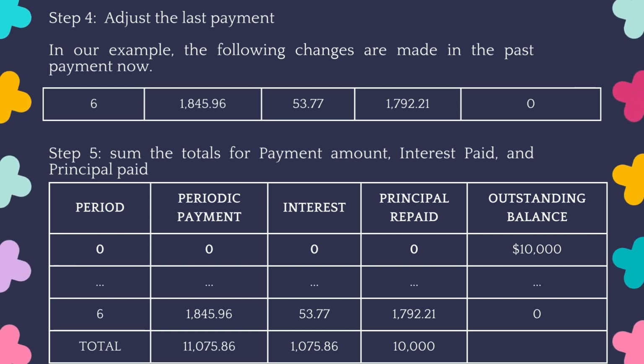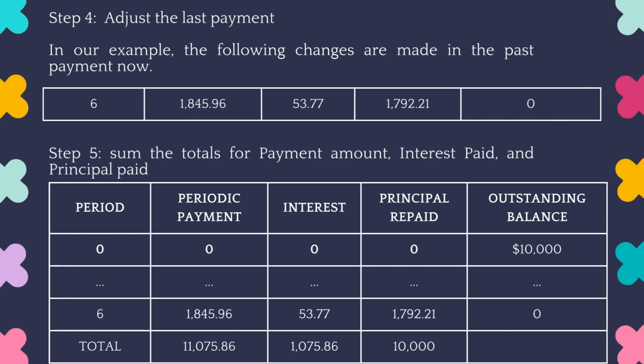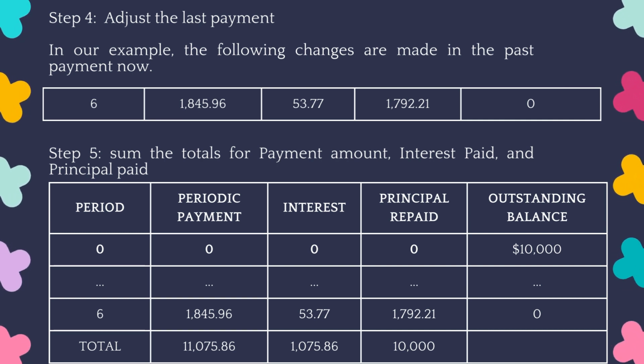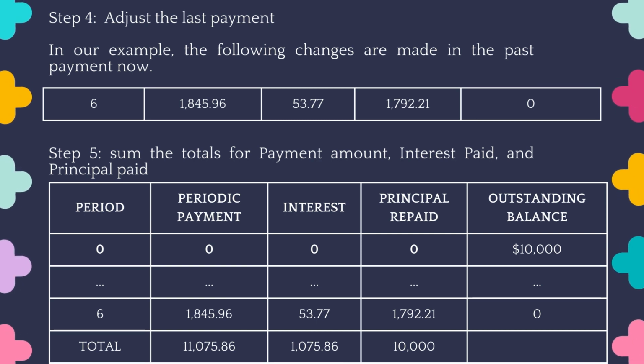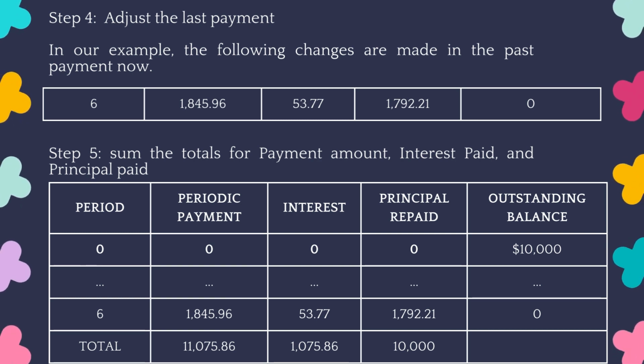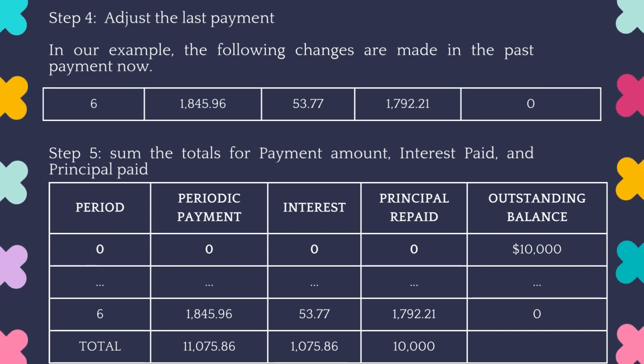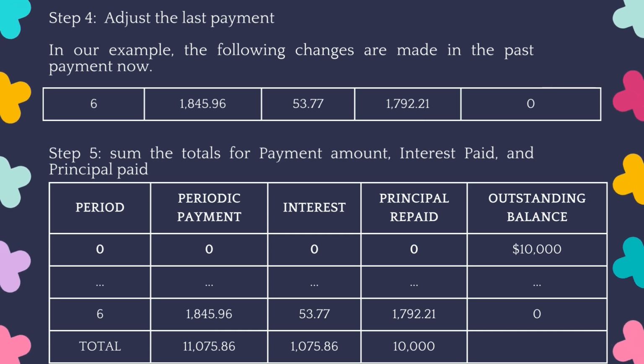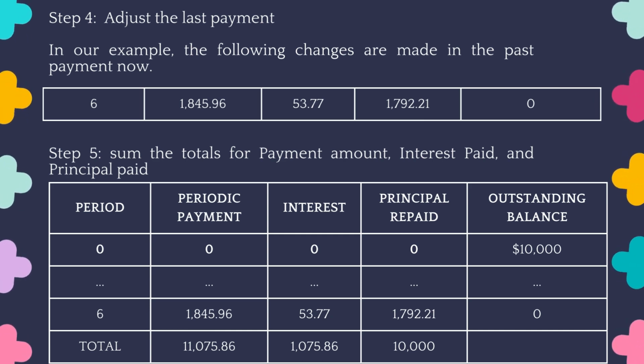So now we have the total of periodic payment here, which is 11,056.86. And then the interest is 1,056.86. And then the principal repaid is 10,000.